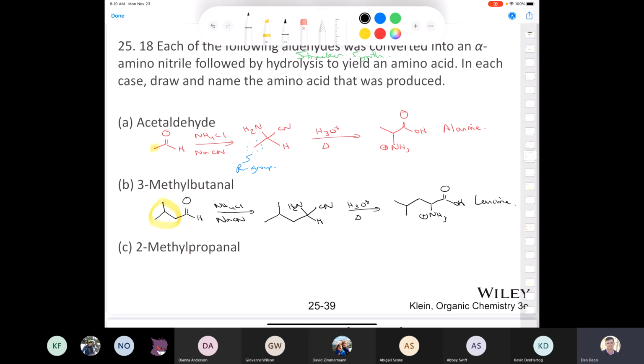Anyhow, same rationale is applied to the last problem, which is 2-methylpropanal. So you should be able to draw propanal. It looks like this. And if we have a 2-methyl, well, you can see that the R group is right here. And so that would produce a valine. Okay, let's try another one.